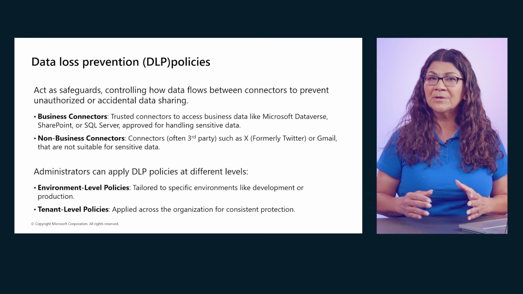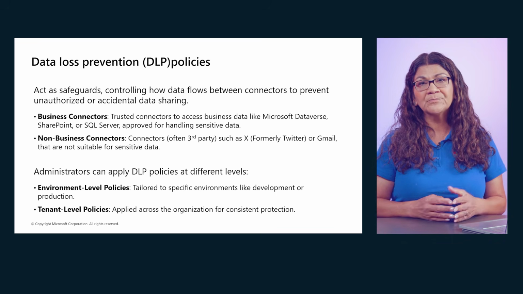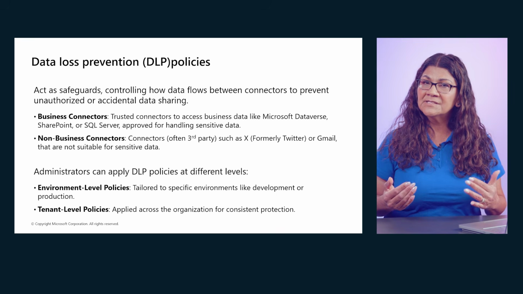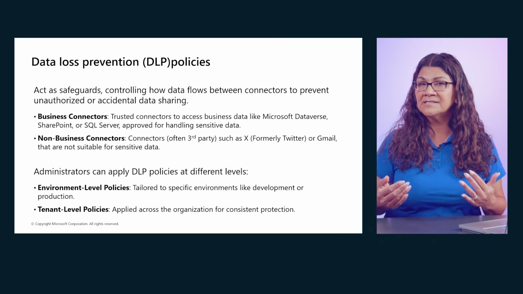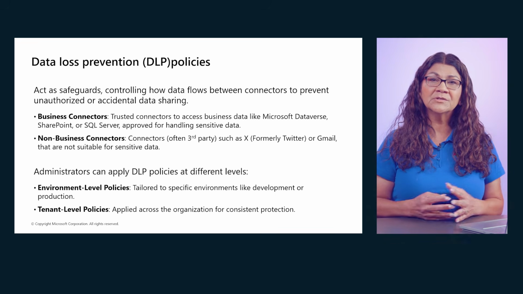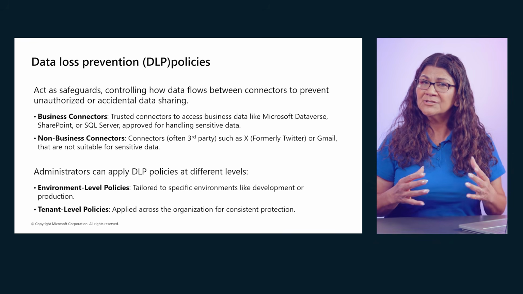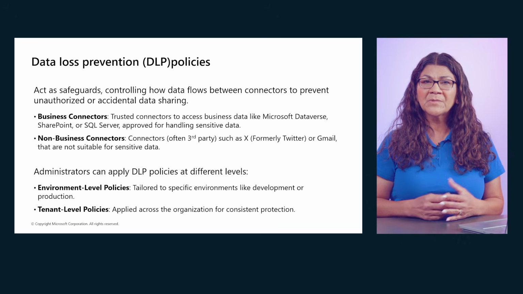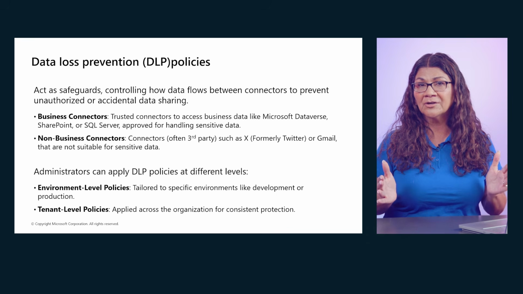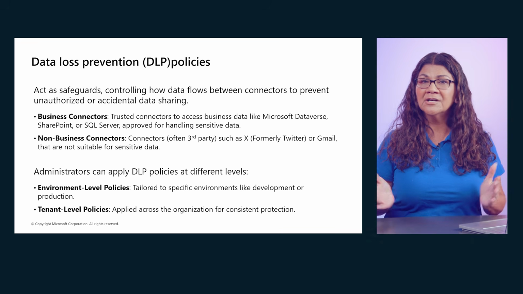Administrators can apply DLP policies at 2 levels to align with organizational needs. Environment level policies allow for tailored controls in specific environments such as development, testing, or production. This is particularly useful in scenarios where developers need flexibility in sandbox environments, but stricter controls are required in production. Tenant-level policies, on the other hand, provide consistent protection across the entire organization, ensuring that all environments adhere to a baseline of data security.